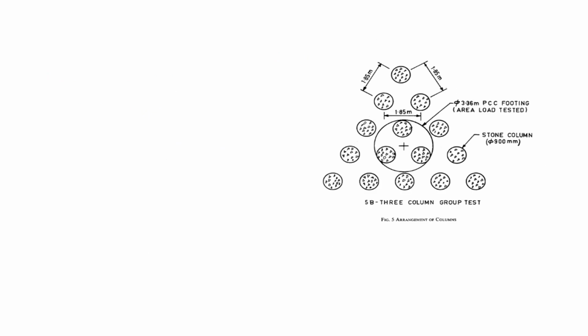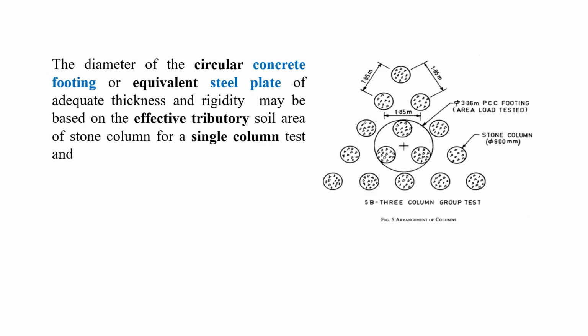Next we can see, as I told you, for a 3 column test, we have to drive 12 columns at the site. The diameter of the circular concrete footing, this is for the 3 column group test. So as I told you, we have to drive 12 columns at the site for a 3 stone column test. You can see these are the 3 columns given here. The diameter of this circular concrete footing or equivalent steel plate. These are very important things.